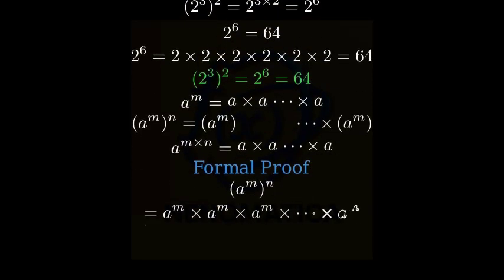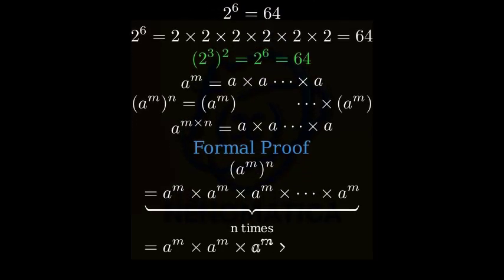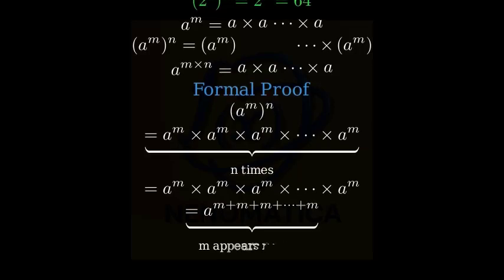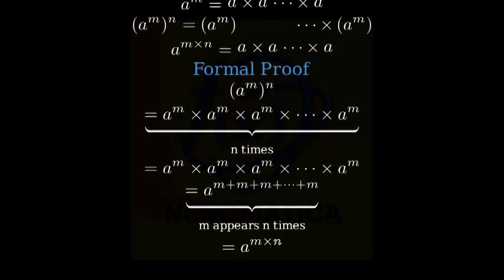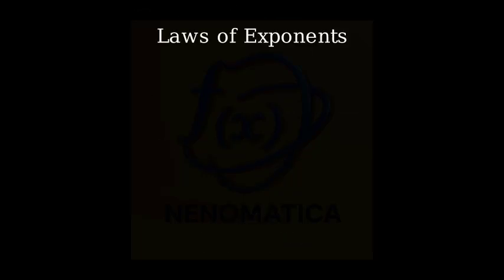By the definition of exponents, this is a to the power m multiplied by itself n times. So we get a to the power m times a to the power m, and so on, n times. Using the rule for multiplying powers with the same base, we add the exponents. So we have a to the power m plus m, and so on, with m appearing n times. This simplifies to a to the power m times n. And that's our proof.